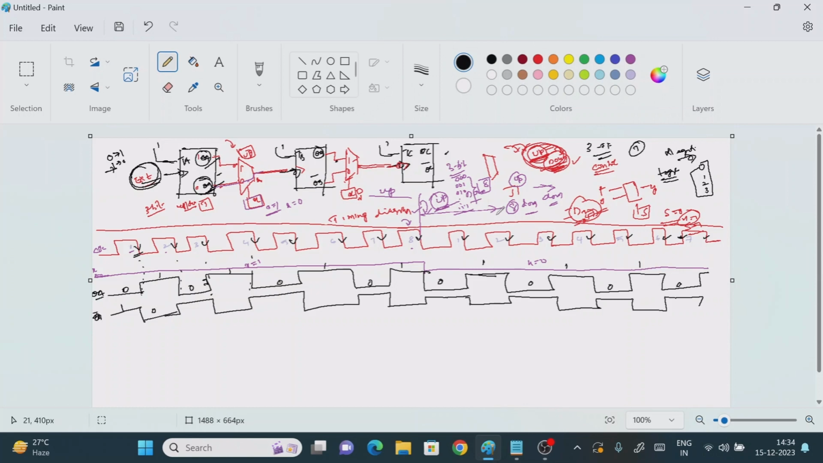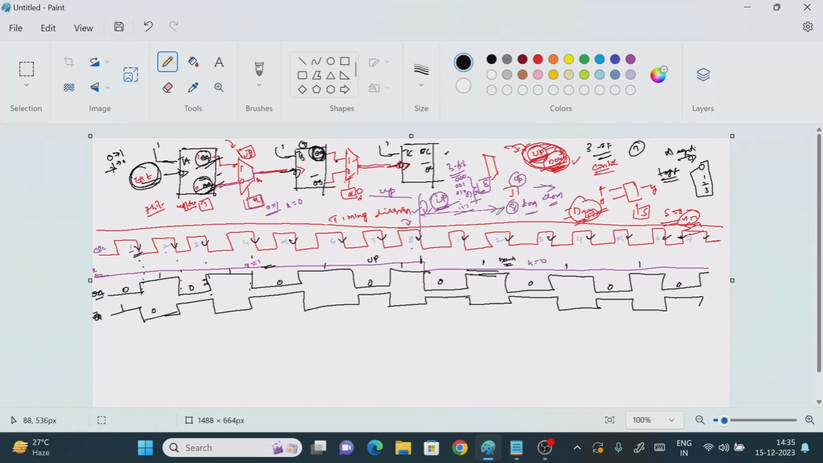Why do we require QA bar? Because to find QB, we require the up counting as well as the down counting, remember. Here x equal to 1 means at this point it will perform the up counting operation. Here x equal to 0 means it is going to perform the down counting operation. Now this is completed. Now what do we have to find out?